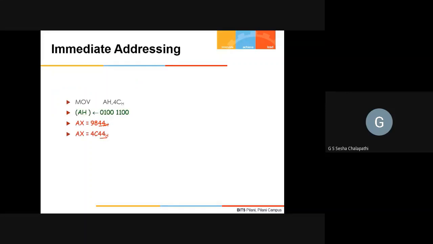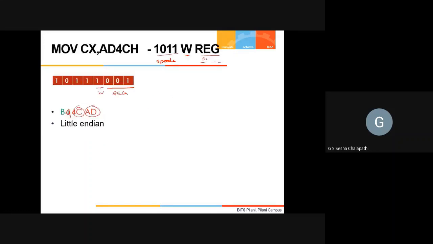For move AH 4CH, I think the mistake was from here. If it was move AH 4CH, then it will be B4 4C. For this, the machine code will be B4 4C. Okay, it is coming from here. So for this particular instruction, it will be B9 4C ADH, all in hexadecimal, right? I think it's clear.